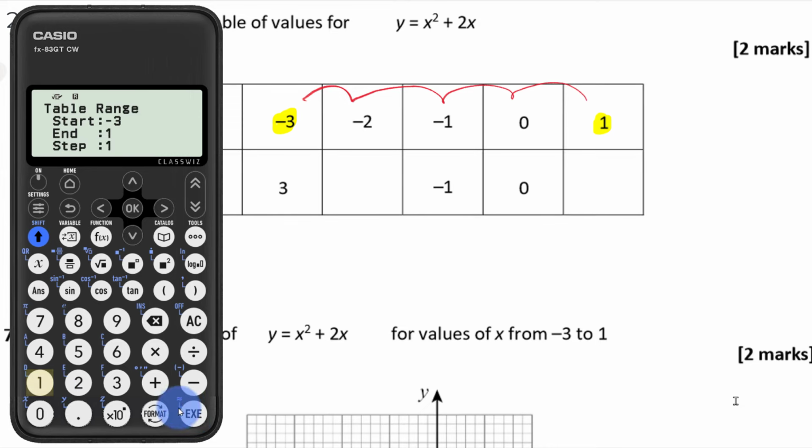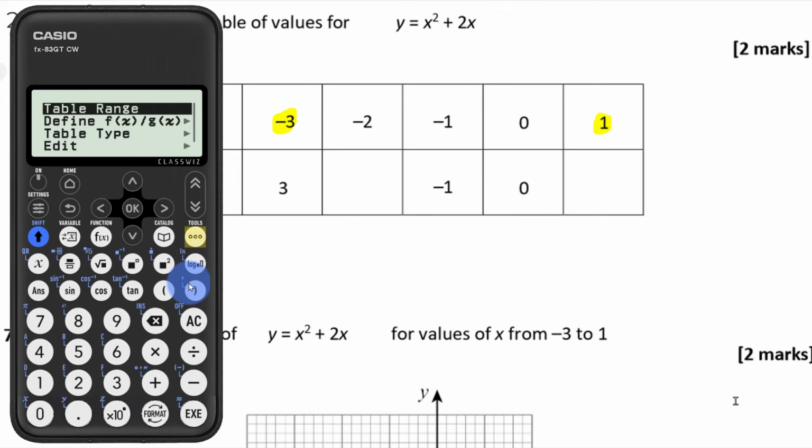So I'm going to put a step of 1. Okay? Right, so once that's in, you can see now that the table has got the values from -3 to 1 in the first column, but we don't have the y values yet. So I'm going to press the tools button again, and I'm going to go down to define f of x, g of x. I'm just going to define f of x because I only want one function, and I'm going to type in x squared plus 2x.